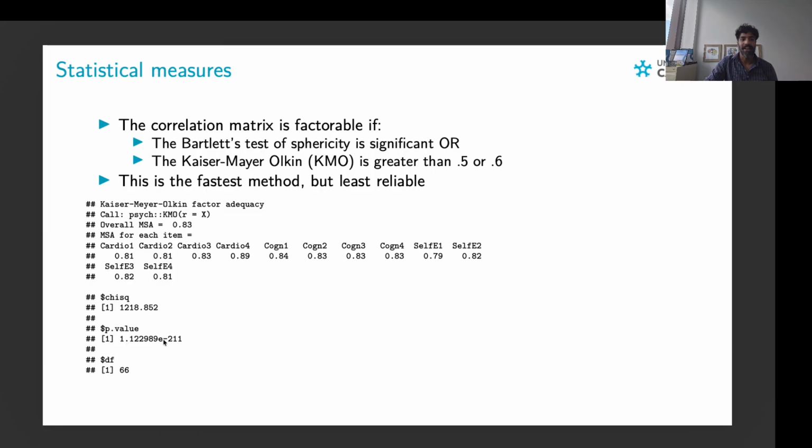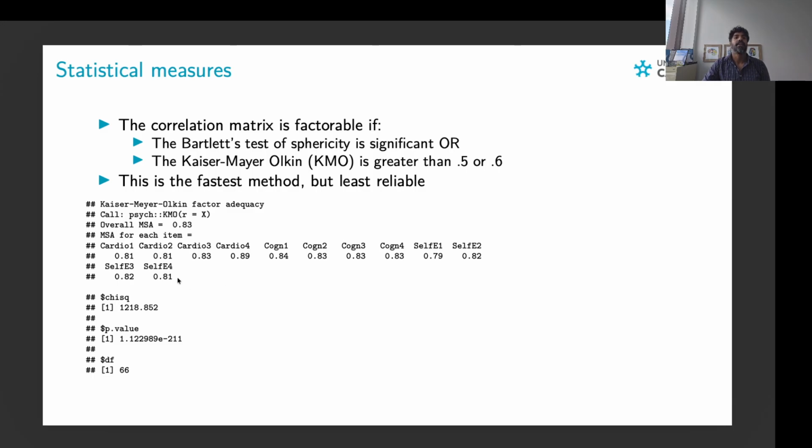And we can see the p-value is something incredibly small. What that means, e to the negative 211, means move the decimal place to the left 211 spots. I don't know why I can't say that. So you want to move to the left that many spots, and then your p-value is 0.000 all the way down. So you know it's very, very small. So it's significant. So that's a good sign that it's factorable.